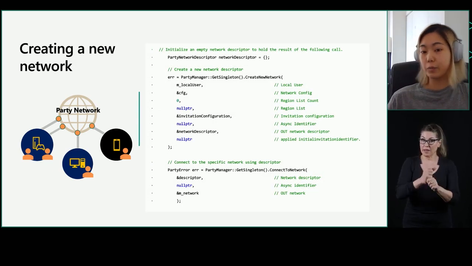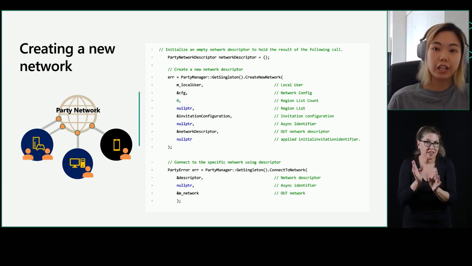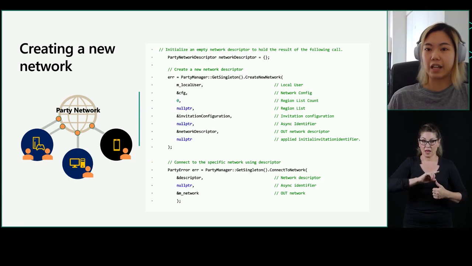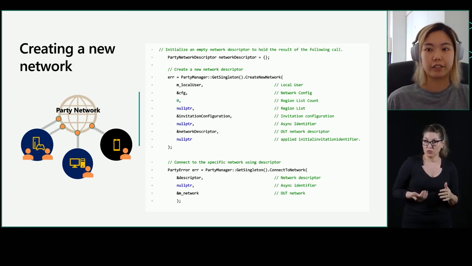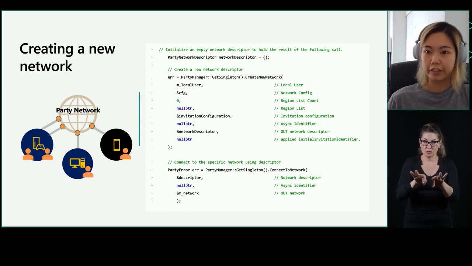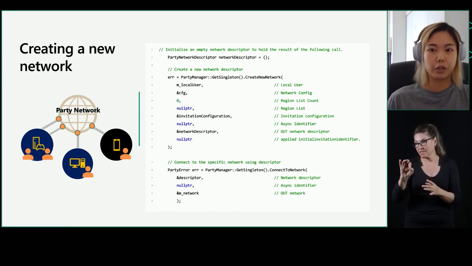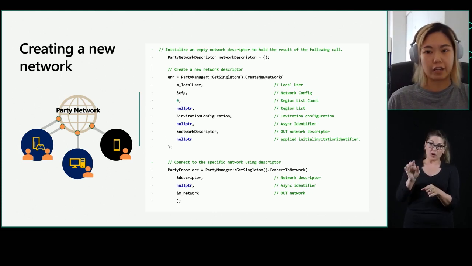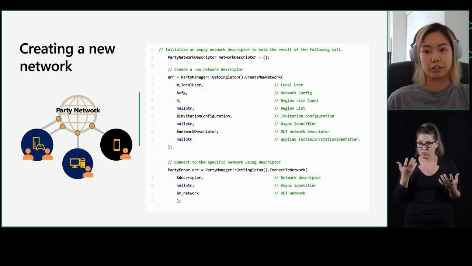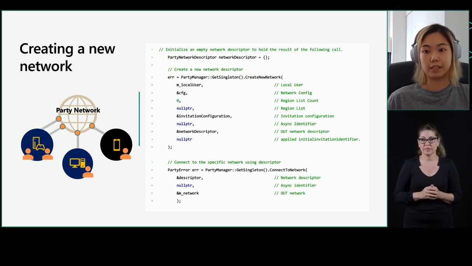So creating a network is pretty straightforward. It is your opportunity to configure some of the most important security and resource settings for your game. First, you initialize an empty network descriptor to hold the result of the following call, and you create a network descriptor. Here you configure local user, network config, region list count, and the region list is where you can override. You can select what Azure regions you would like to use if you don't want to just use the default that Party provides based on latency measurements.